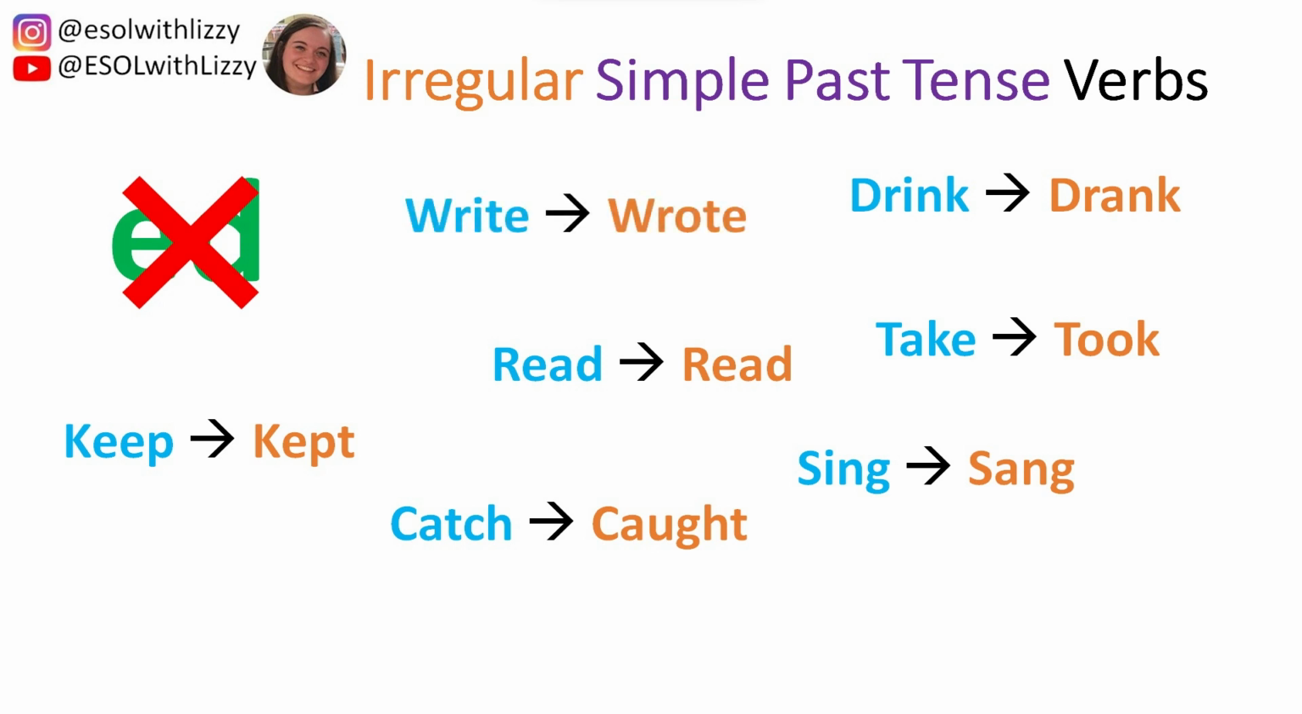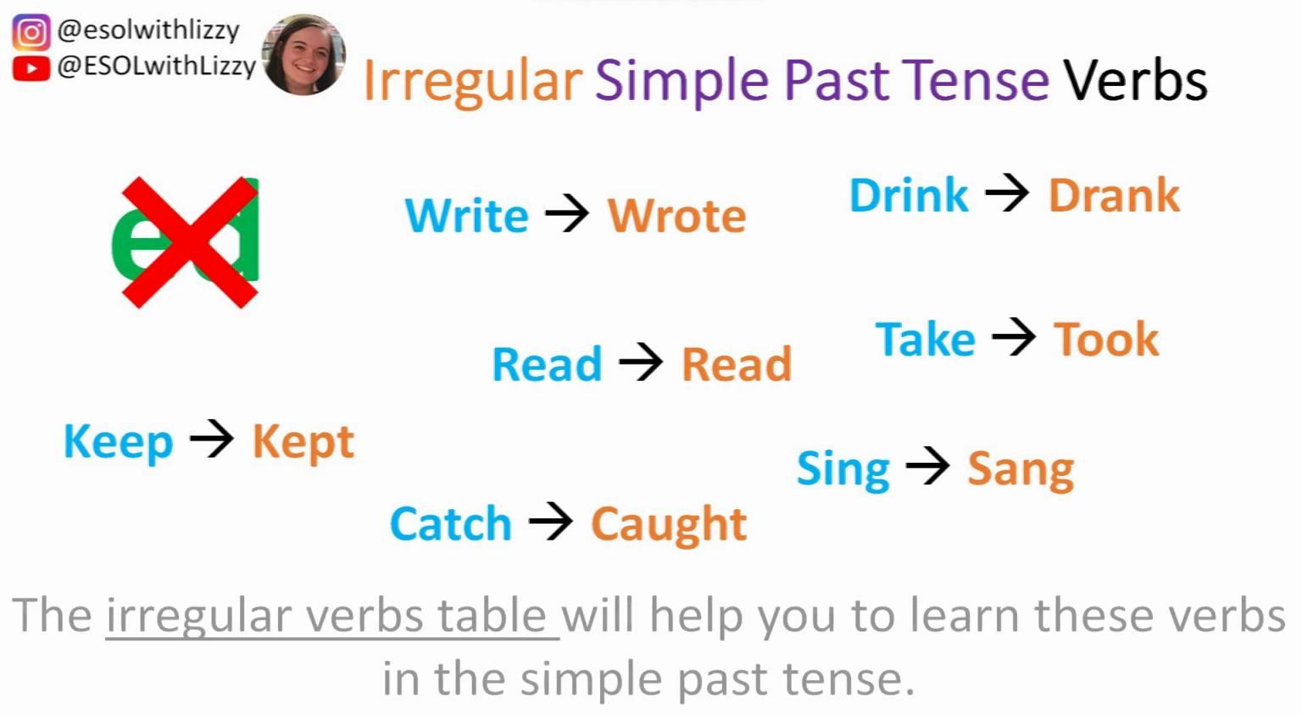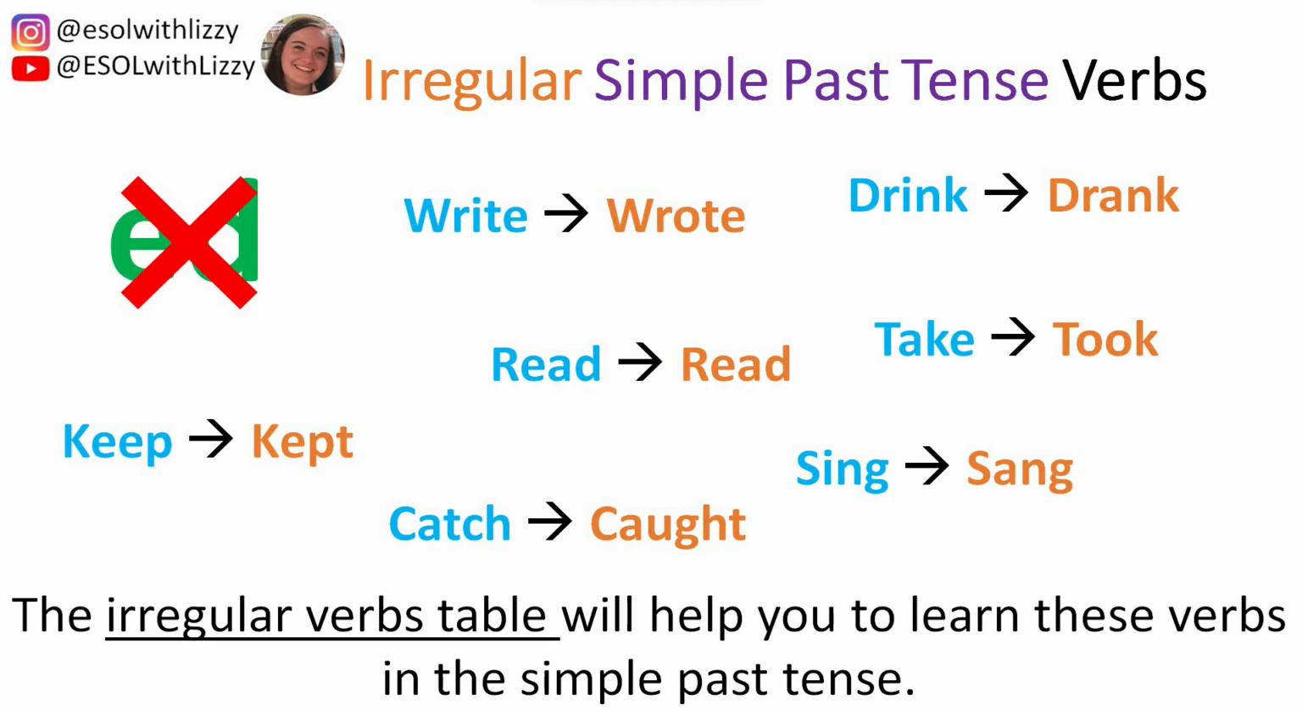Now this is only a few of the irregular simple past tense verbs. There are so many of them, and they don't have a pattern or rules to explain their spelling change. Sadly, to remember them, you just have to learn them. But there are lots of very useful irregular verb tables that will help you learn these verbs.